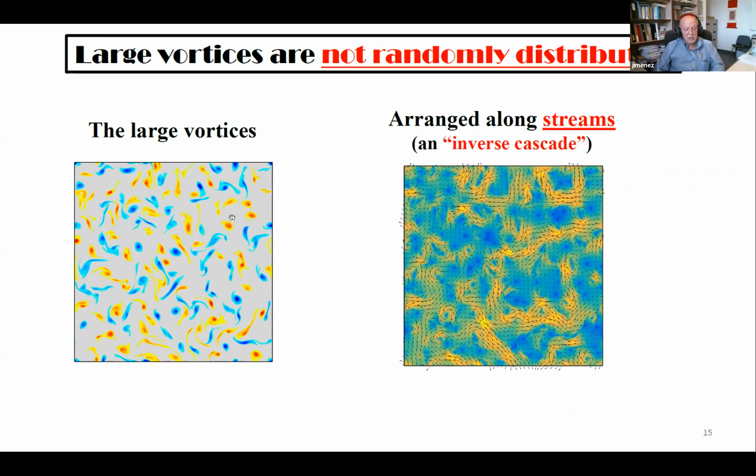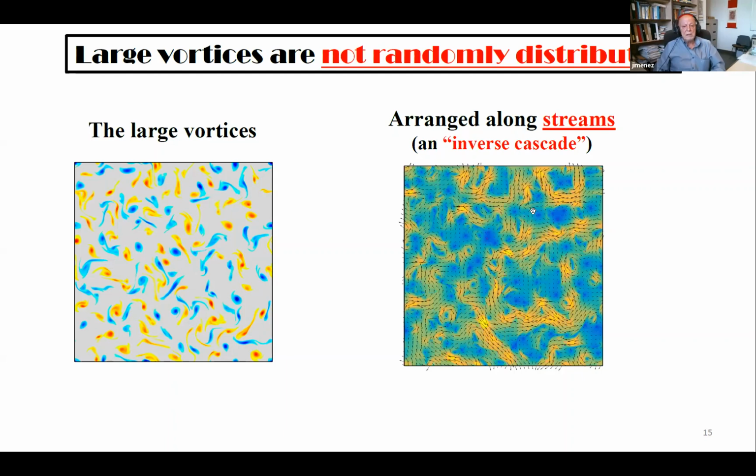When you look at the velocity induced by these large vortices, what they are doing is creating these long streamers, these long streams. What you see here, I don't know whether you can see on your screen, this little arrow, this is the velocity. The places where the color is light are where the velocity is high. The places where the color is blue are where the velocity is basically zero. So you create these long streamers. And this is the inverse cascade. We have suddenly created something that is a large scale.